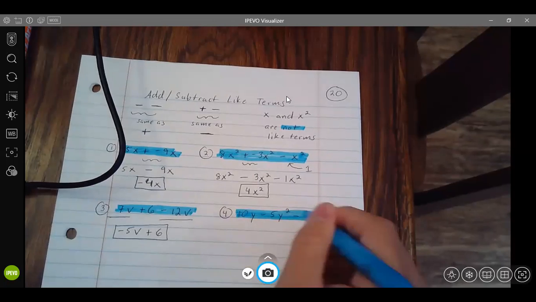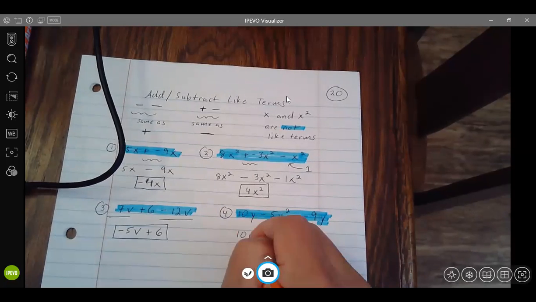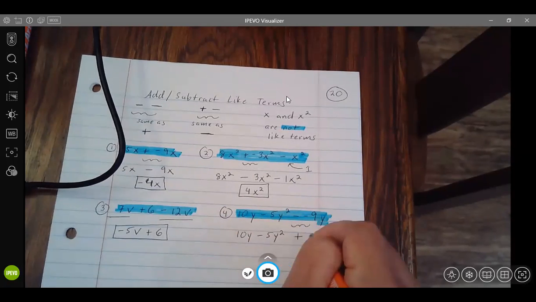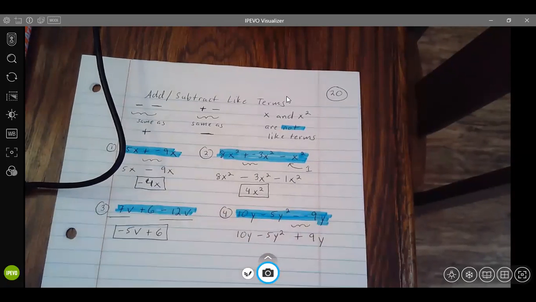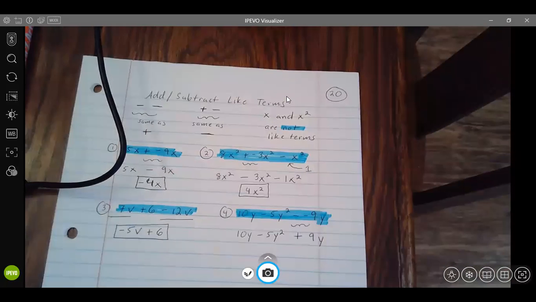Okay, so it looks like I have a double sign here, a minus and a negative. So I'm going to rewrite this, okay? I have 10y minus 5y squared, and then this minus and negative is going to change to a plus 9y. Minus and negative, again, is the same thing as a plus.